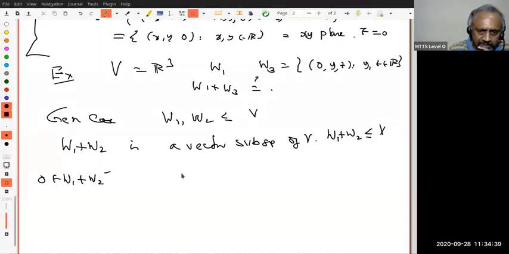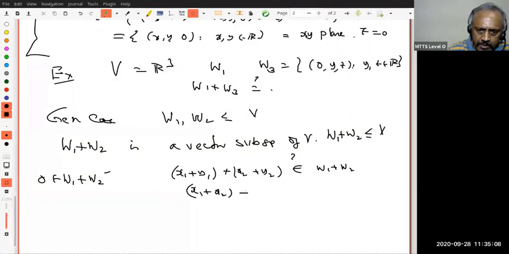Therefore, that's correct. Next, take any two elements, x1 plus y1 and x2 plus y2. I hope the notation is clear. x1 is in W1, x2 is in W1, and y1 and y2 are in W2. Now, this is an element of W1 plus W2. This is also an element of W1 plus W2. So, I want to know whether their sum belongs to W1 plus W2. That's very clear, because I can use associativity, commutativity, etc. Therefore, it is going to be x1 plus x2 plus y1 plus y2. This is some x, because x1 and x2 are in W1, and W1 is a vector subspace. Therefore, this will be x plus y. Therefore, it belongs to W1 plus W2. Okay.